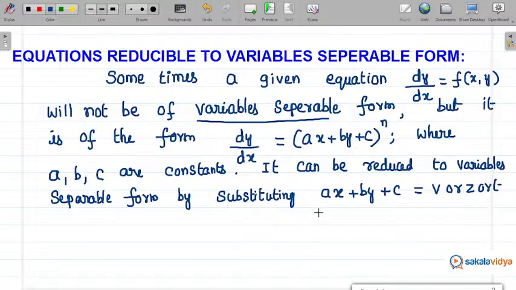Now, dy by dx is equal to f of x comma y will not be in variable separable form, but it is in the form of dy by dx is equal to (ax plus by) whole to the power of n, or something like sin of x plus y, log of x plus y form also it may be. Then in the place of ax plus by plus c, we need to select the variable, either v or z or t. Easily that can be put in variable separable form, so that we can find out its general solution. So, let us proceed.